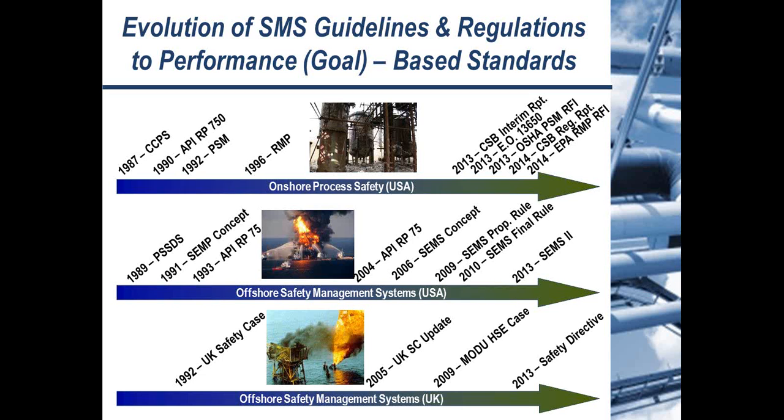When you look at the evolution in the United States for onshore process safety, 750 was adopted. Most of the elements were adopted, with a few additional ones and some other nuances, by the EPA and OSHA to really come up with the RMP and PSM regulations, and that became the baseline for onshore process safety.